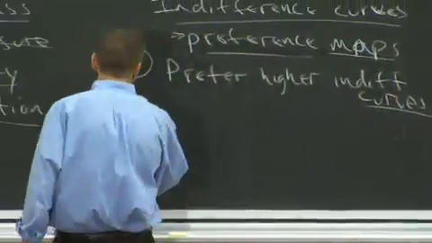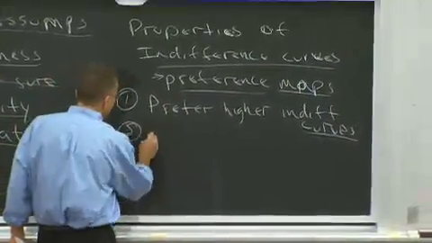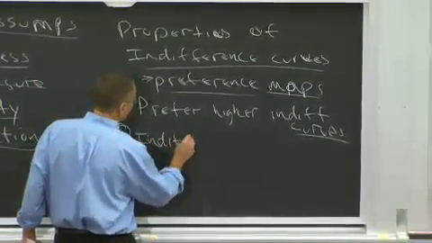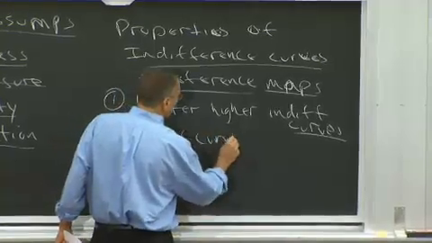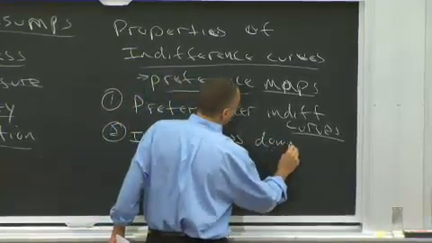The second point is that indifference curves are always downward sloping.